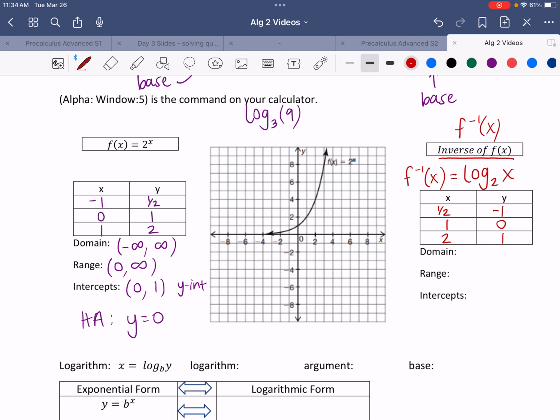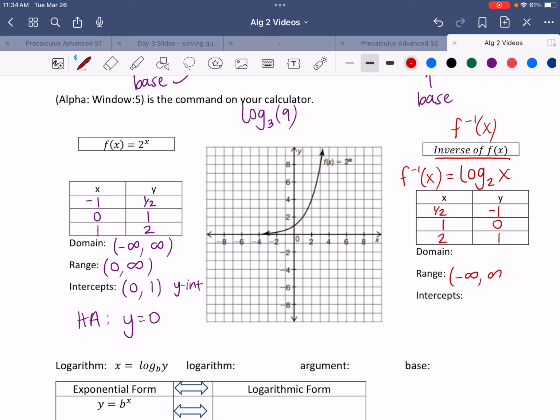Also, remember the domain and range, since we're switching all the x's and y's, they're going to be switched. So the range will be -infinity to +infinity. The domain will be 0 to infinity, and we'll sketch it in a second. The intercept will switch and be (1, 0), so we're provided an x-intercept on a log graph, and we'll have a vertical asymptote instead of a horizontal one. So I'm going to go ahead and put my boundary, my vertical asymptote, and then I'm going to plot these 3 points. So (1, 0), over a half, negative 1, over 2, up 1.